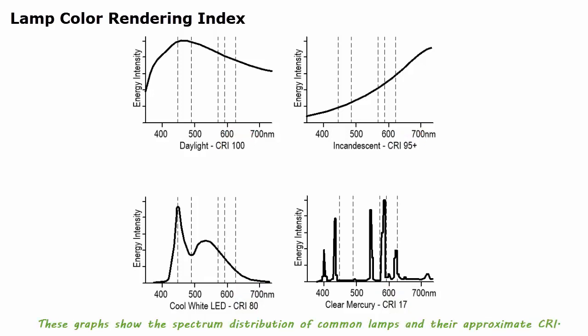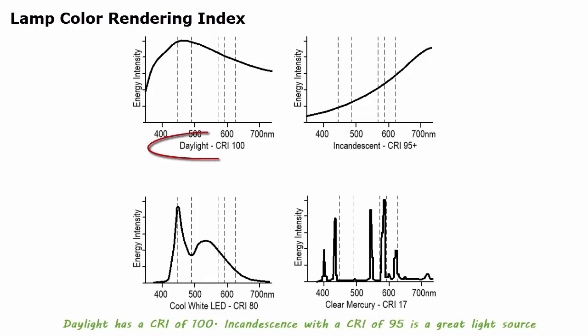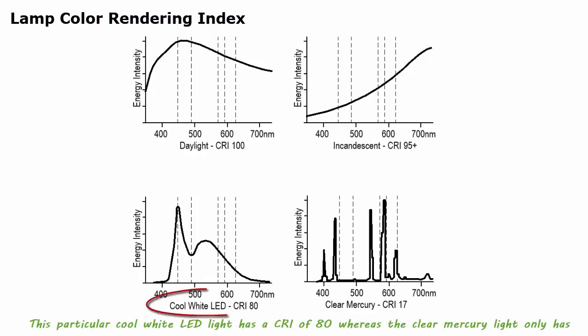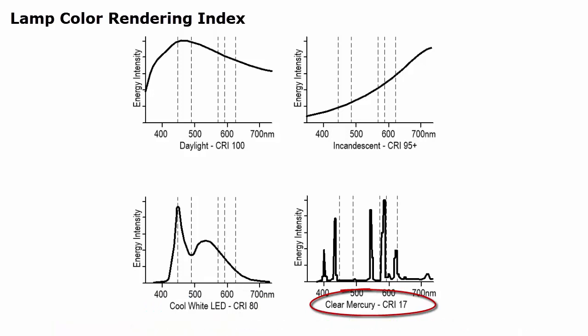These graphs show the spectrum distribution of common lamps and their approximate CRI. Daylight has a CRI of 100. Incandescent light with a CRI of 95 is a great light source in terms of color rendering. This particular cool white LED light has a CRI of 80, whereas the clear mercury light only has a CRI of 17, indicating it is far from a full spectrum light.